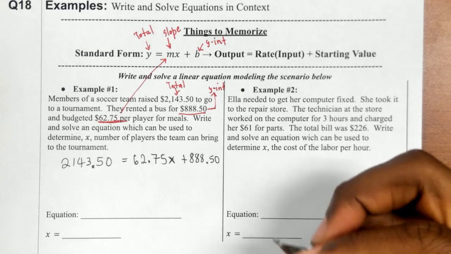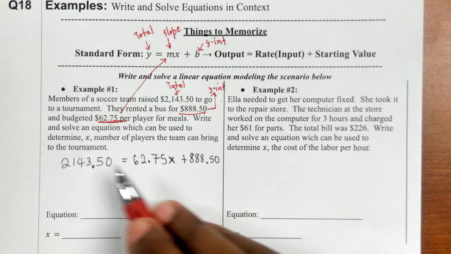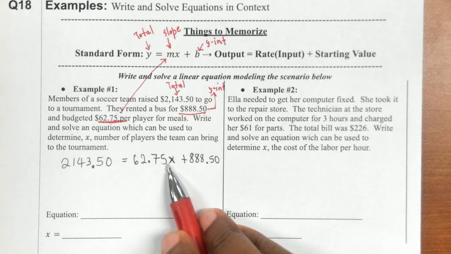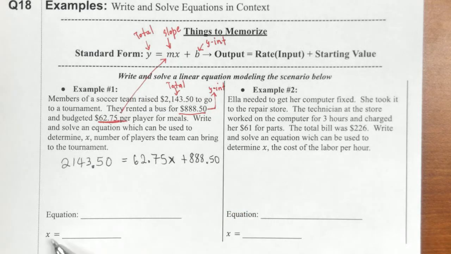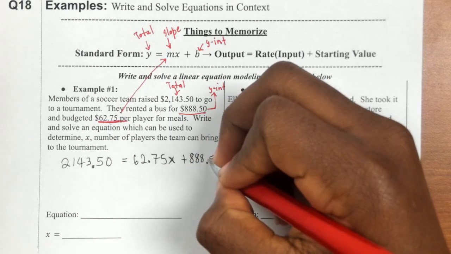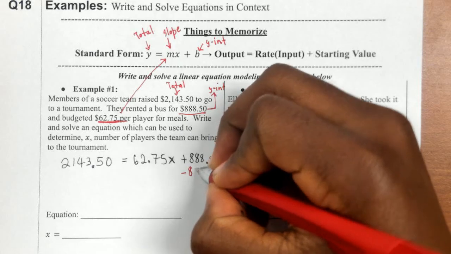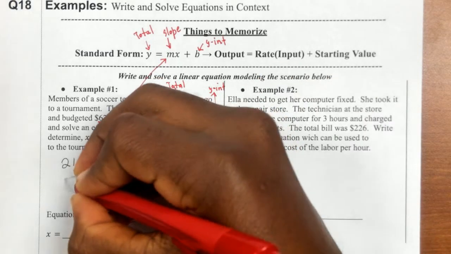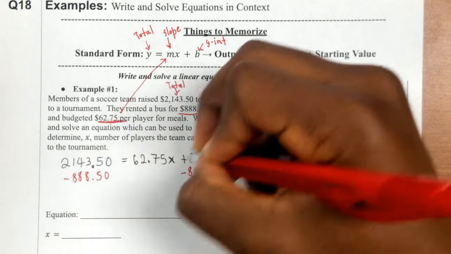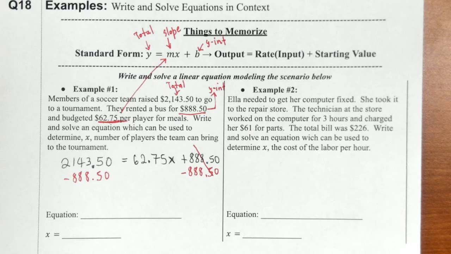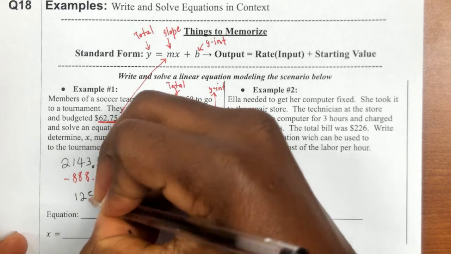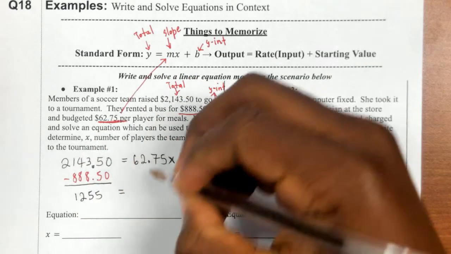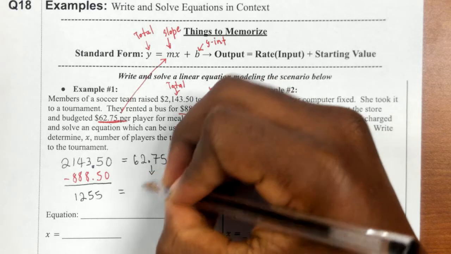To solve this, all you have to do is move the 888.50 to the other side first, then get rid of the 62.75, because to solve means that you're finding x. To move a positive 888.50 to the other side, I would subtract 888.50 on both sides of my equation. This gets canceled, and you can use your calculator. 2,143.50 minus 888.50 will give me 1,255 when I calculate this. The 62.75x I would bring down.